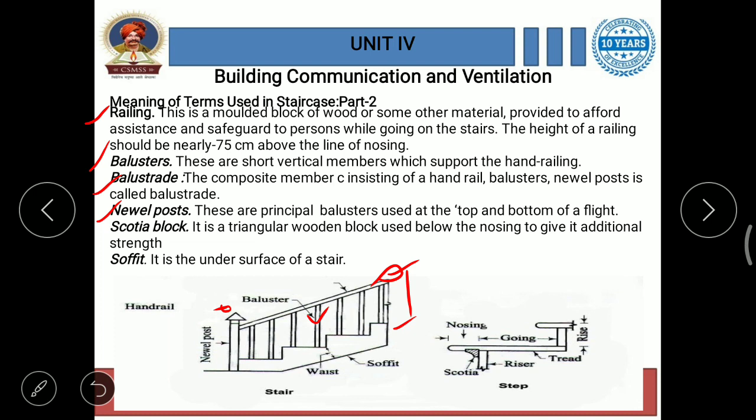At the top and bottom of the flight, those principal or major two balusters are called newel posts.